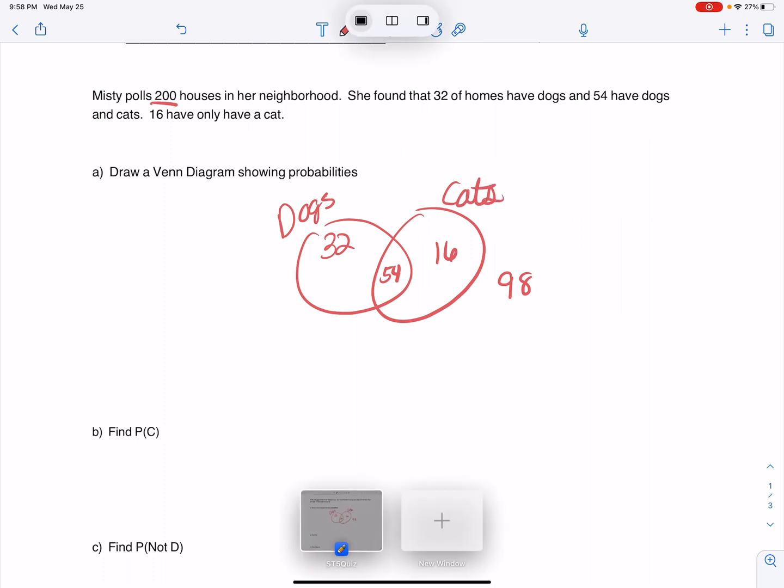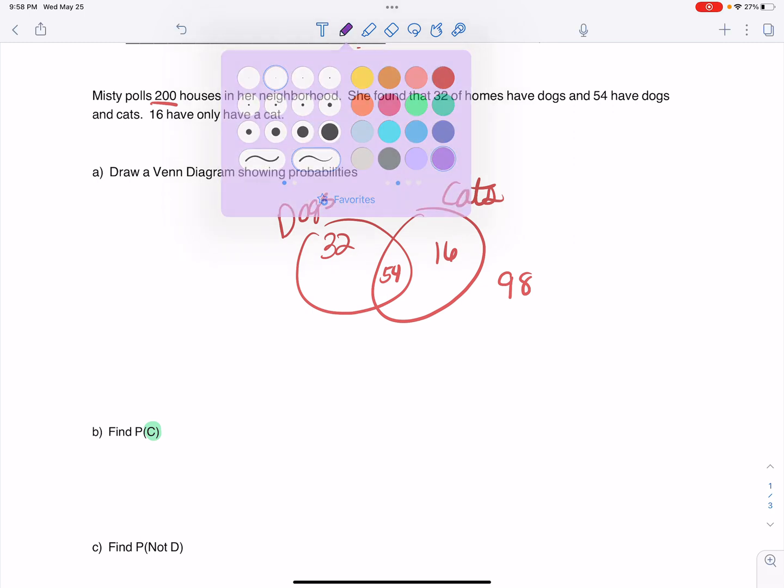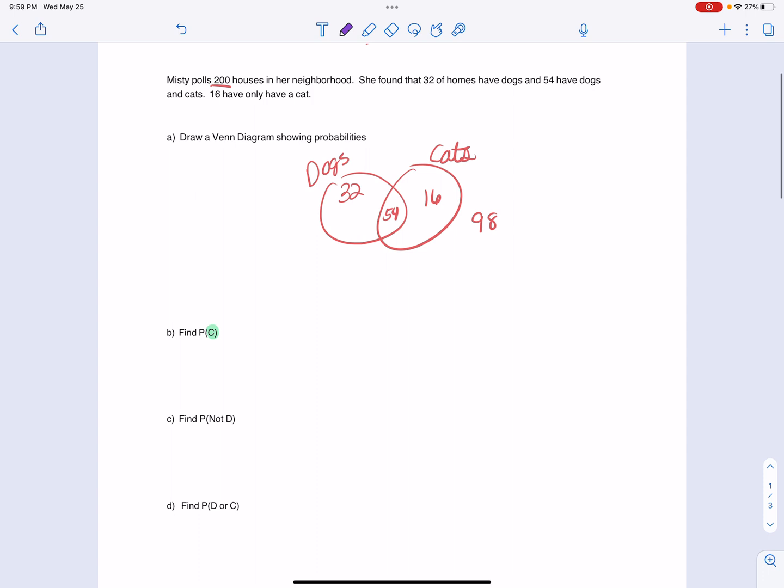So on the first one, they want the probability of C. So C is all of these. And before I do that, some of you might have actually done this. It might make it easier just if you're doing probabilities. These are all probabilities here. Sometimes I think it's easier to find the probabilities.